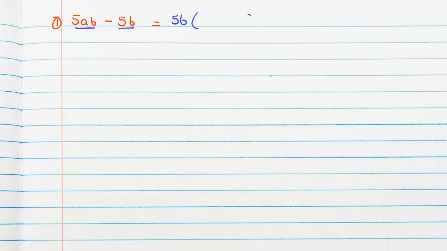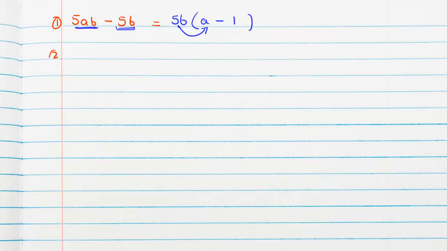Okay, now in the parenthesis we will put something so that 5b multiplied by it will give us 5ab. So 5b is already outside. Inside we will put a, so we will get 5ab. The second term is negative 5b. So first we will put a negative sign because this is positive. Then 5 is already outside along with b, so it will be simply 1. Okay, so that will be the answer for this one.